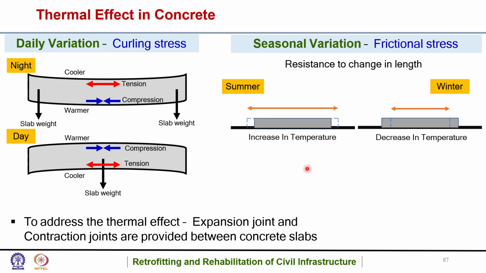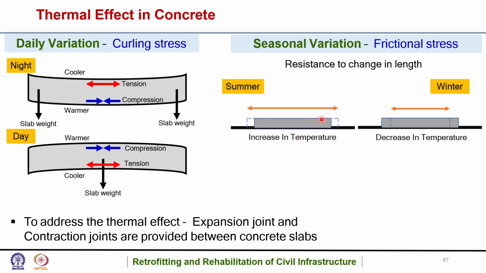So if we see here, both are opposite. Okay, so in the case of curling stress, the warm results in compression, and cool results in tension. However, in the case of seasonal variation, the change is basically in the width as compared to the length.